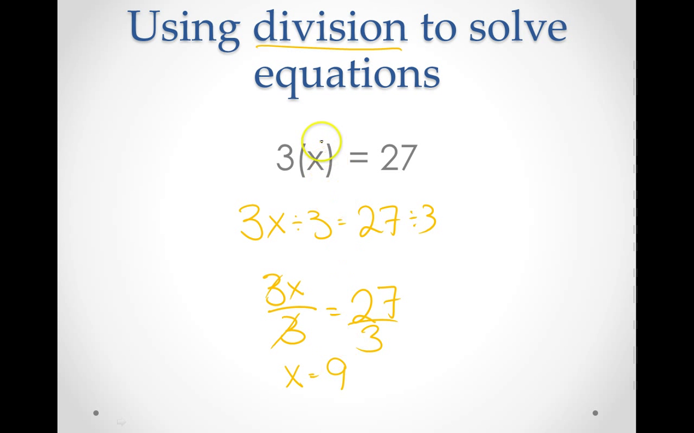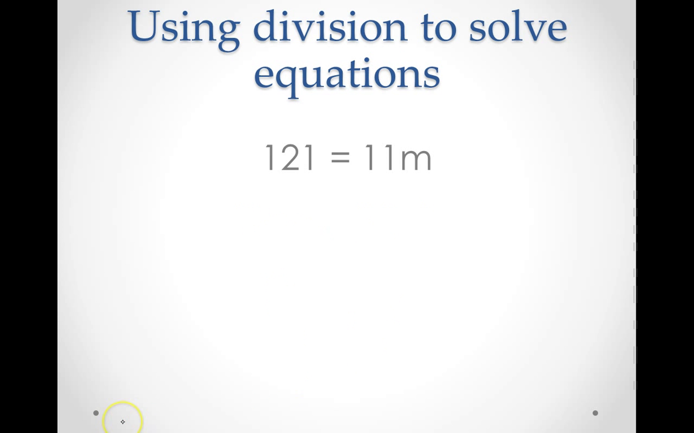And so 9, if we substitute that in for x, 3 times 9 equals 27. That works out, so we know we're right. The best thing about equations is that we can check our answer to see if we got it right or not. Let's do another problem like this.